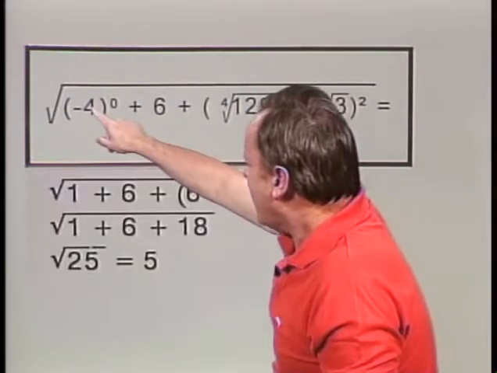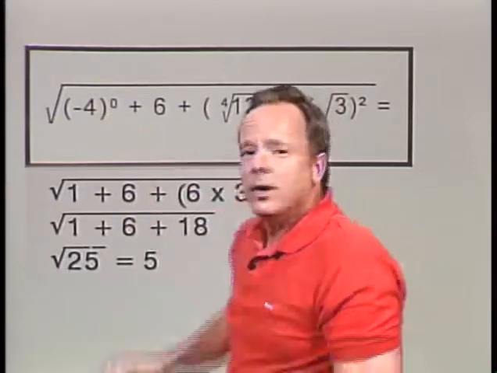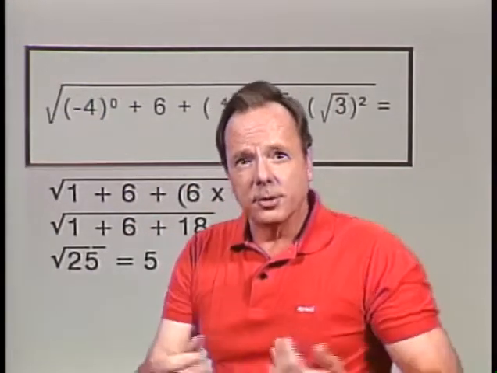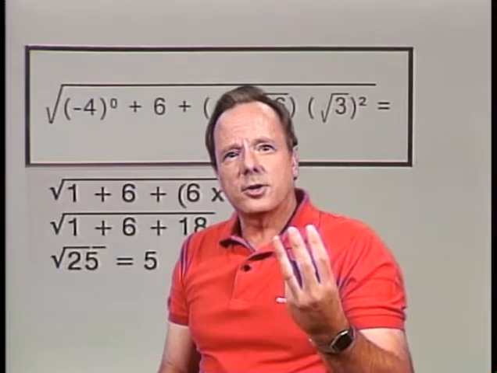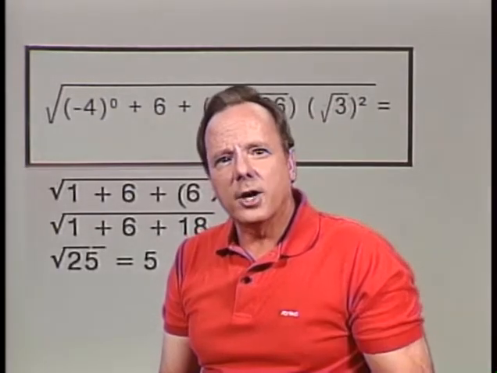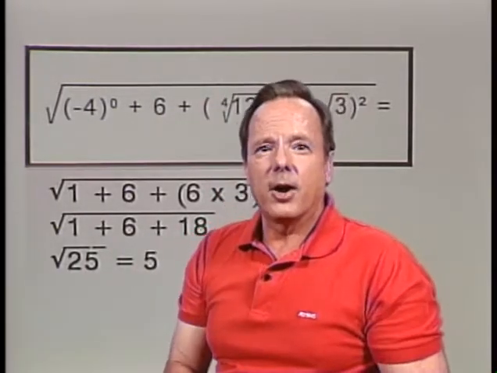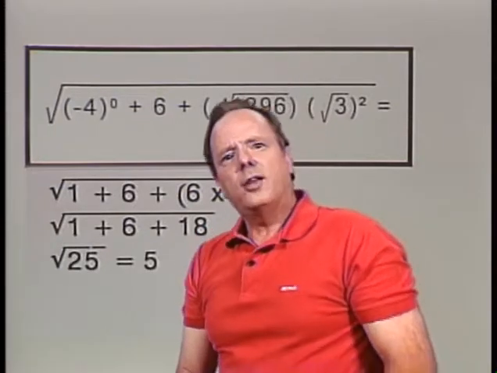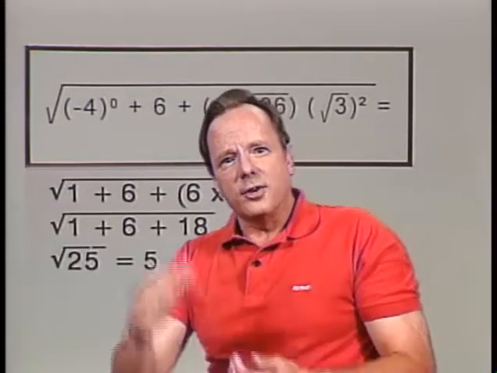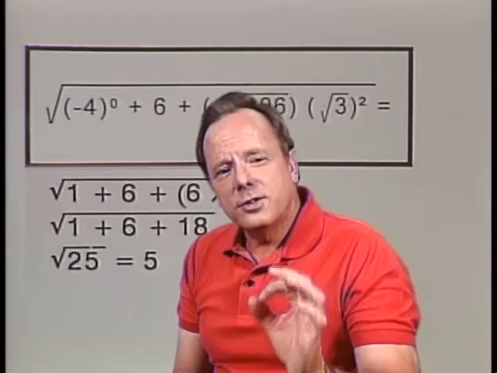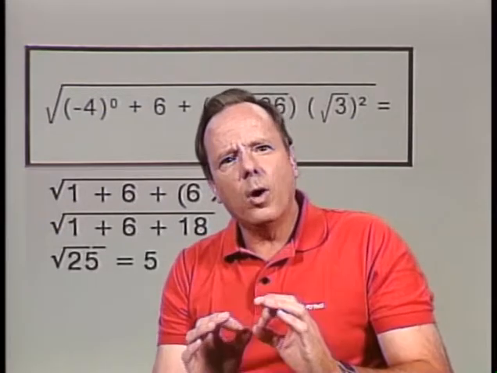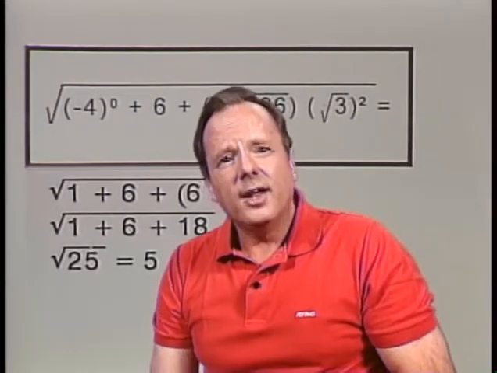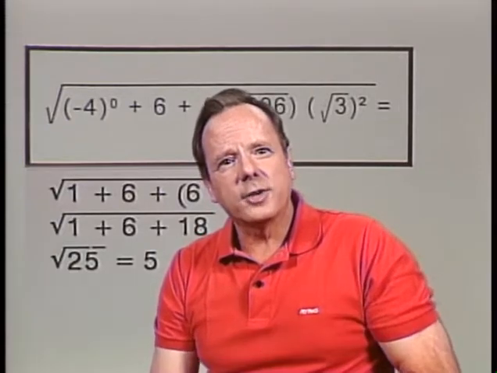First of all, we have the quantity minus 4 to the 0 power. Now let's go back just a little bit. We said 10 to the third power is 1,000. 10 to the second power is 100. To get from the third power to the second power, you divide it by 10. 10 to the first power is 10. You keep dividing by 10. And 10 to the 0 power works out to be 1. In fact, any number to the 0 power works out to be 1.